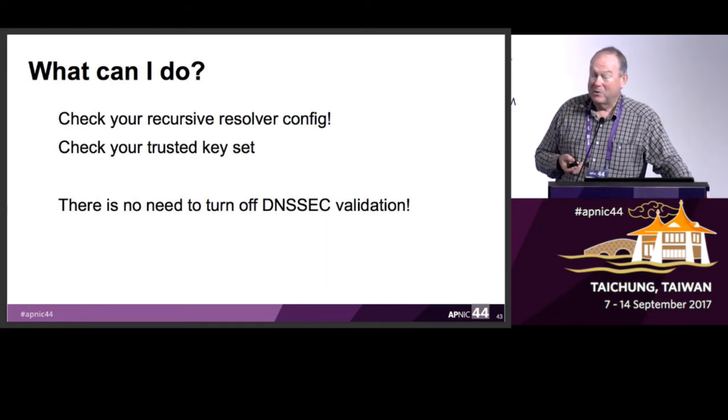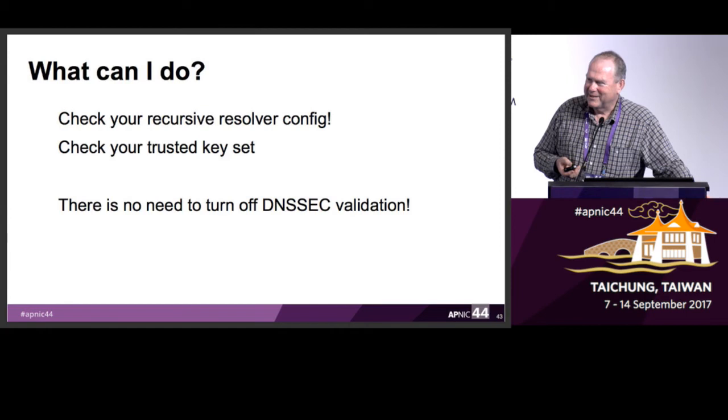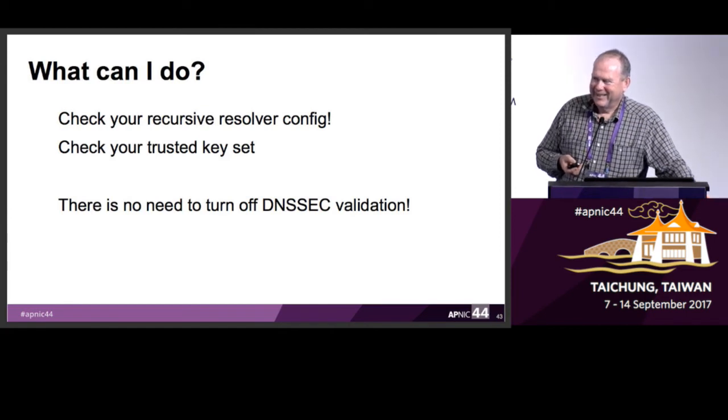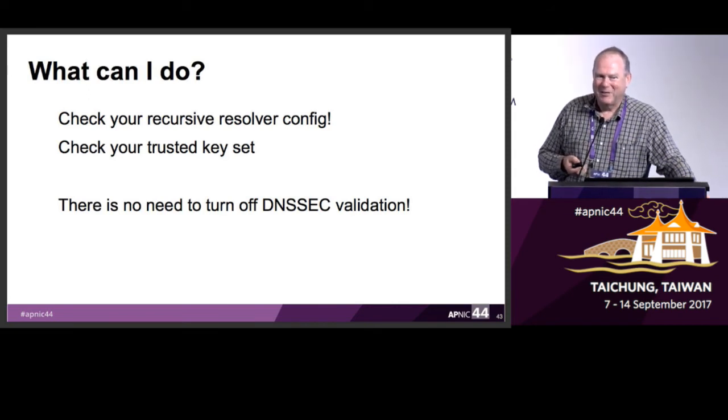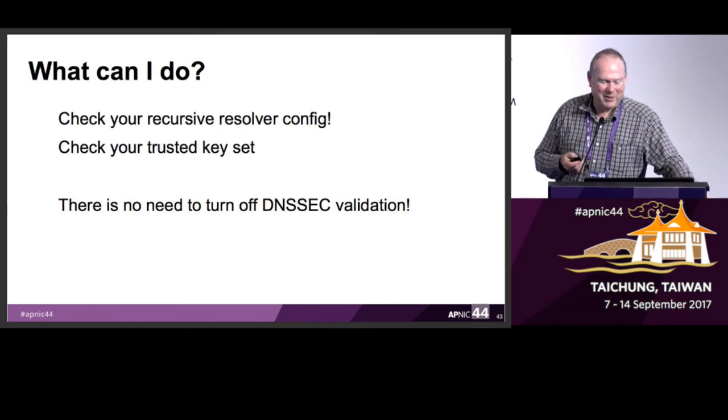And you should check your key set anyway. The index number was 20326, something like that. There's no need to turn off DNSSEC validation. This stuff is easy. It's not that dangerous. It'll work. Just keep your eyes open.